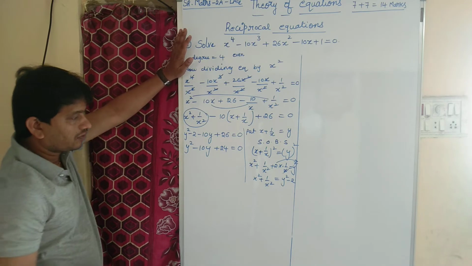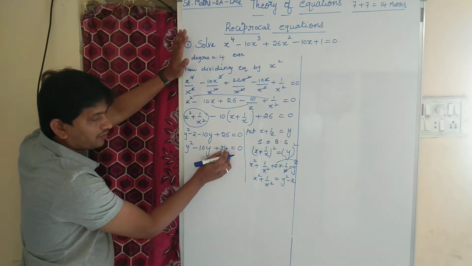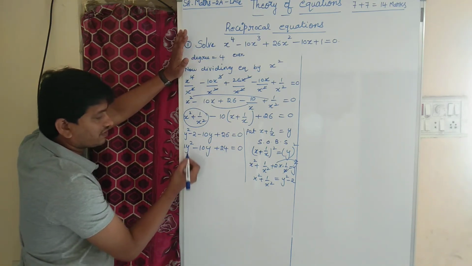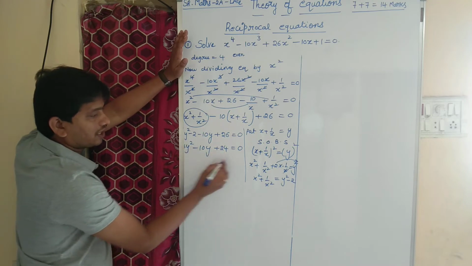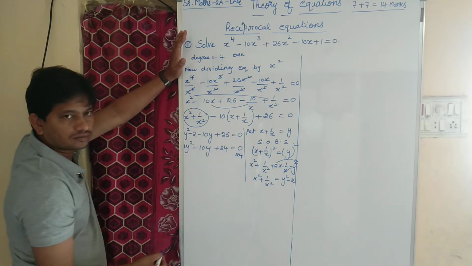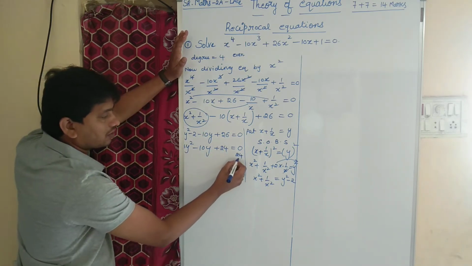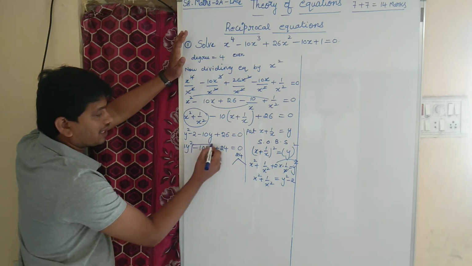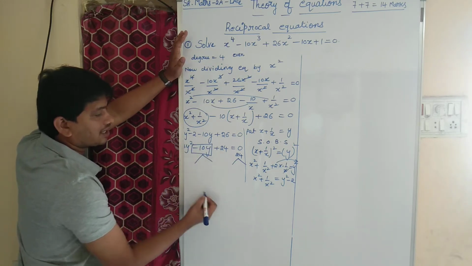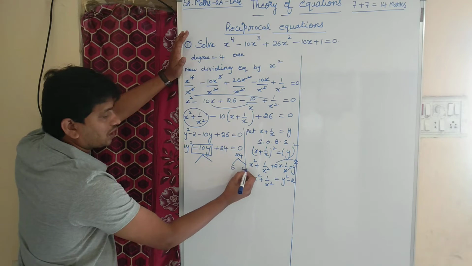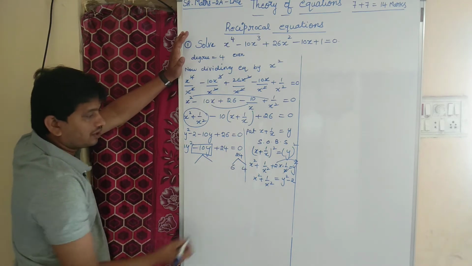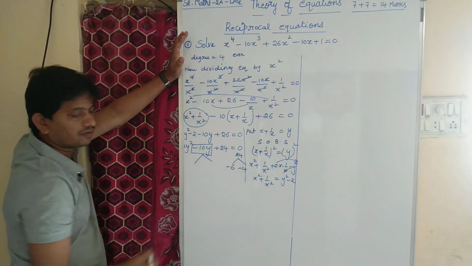Right? Now what is the constant, children, here? 24, and the coefficient of y square is 1. 24 into 1, that is 24. So let us find the factors now. As the middle term is minus 10y, I can write factors of 24 as minus 6 and minus 4.